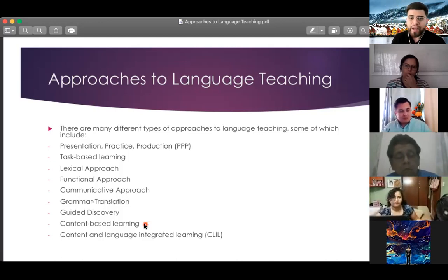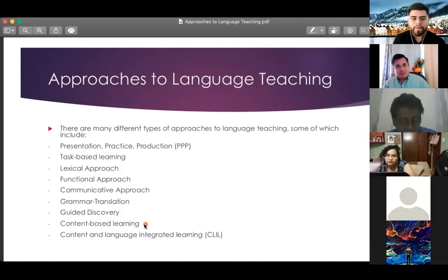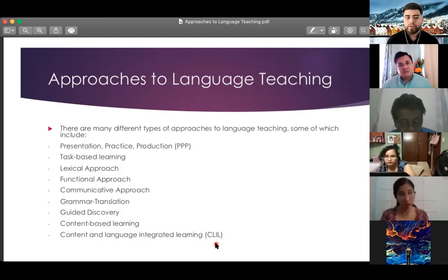This happens at bilingual schools in the beginning. They learn grammar while looking at their different subjects of the school. And it is kind of like content and language integrated learning. This is called CLIL. This is what happens in bilingual schools at an advanced level, okay?